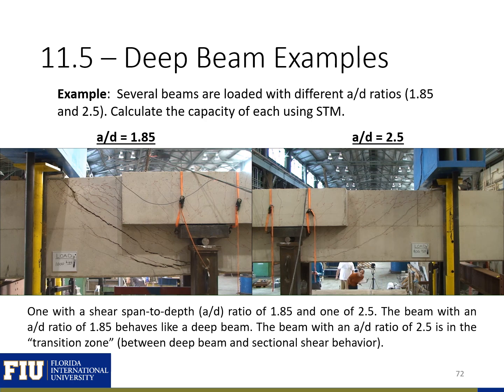So on the left, we had a more brittle failure, and this was controlled by crushing at one of our nodes. On the right, with our larger shear span, we had failure of a tie here. So failure of a tie means that we have failure of our reinforcement. So you can see it was a much more ductile failure than our failure on the left.